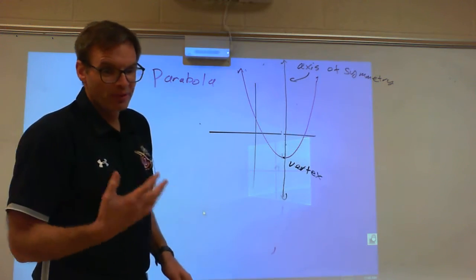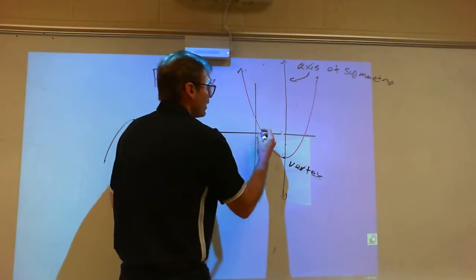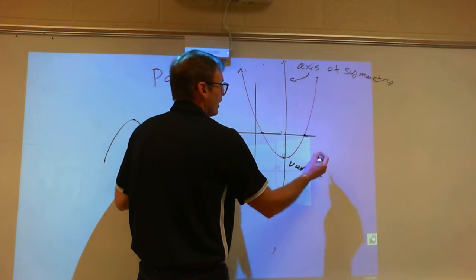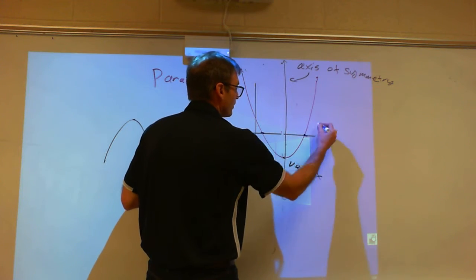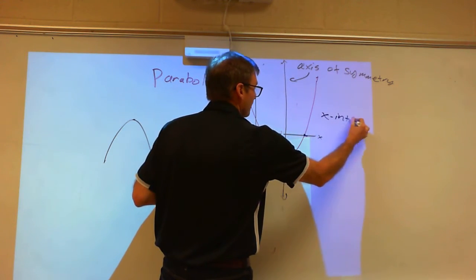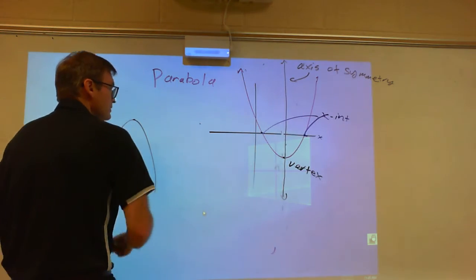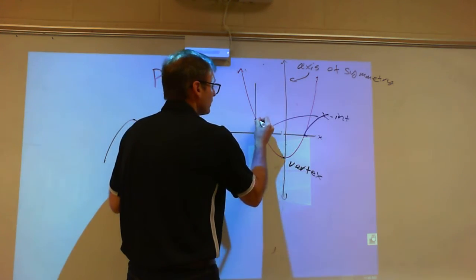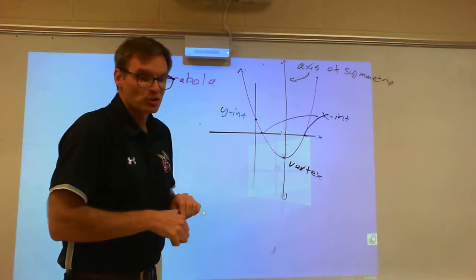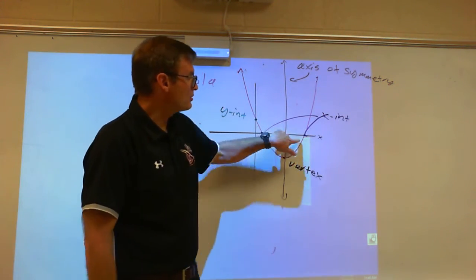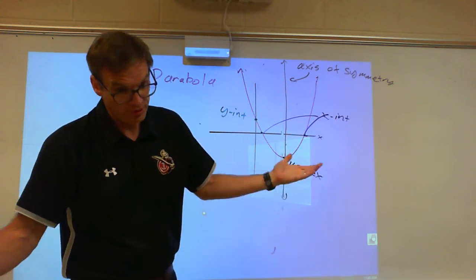Other things that are important, and we'll talk about those today, are these dots. Because this is the x-axis, these dots are called the x-intercepts. And this dot is called your y-intercept. And math people aren't super creative because these are called the x-intercepts because it crosses the x-axis, and this is called the y-intercept because it crosses the y-axis.